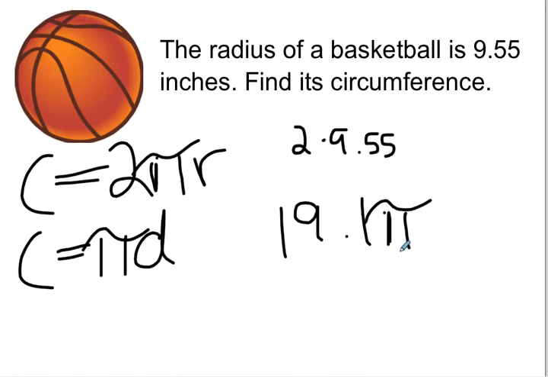So 19.1 pi is the same thing as that 59.97 that we got. Just this would be an exact answer, and if it wanted it rounded, just to get a layman's terms answer, the answer would be 59.97.